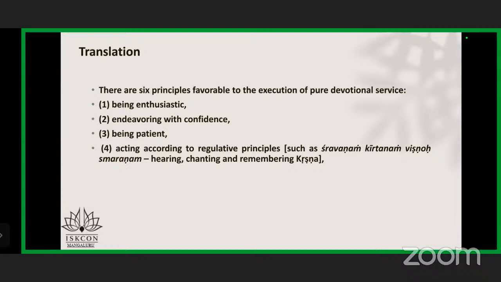So, acting according to the regulative principle. What is this? Tat tat karma pravartanat. Acting according to the regulative principles such as Shravanam, Kirtanam, Vishnu Smaranam, that is hearing, chanting and remembering, right? All of this. There are Navavidha Bhakti, right? What are those Navavidha Bhakti? Can anybody tell me?